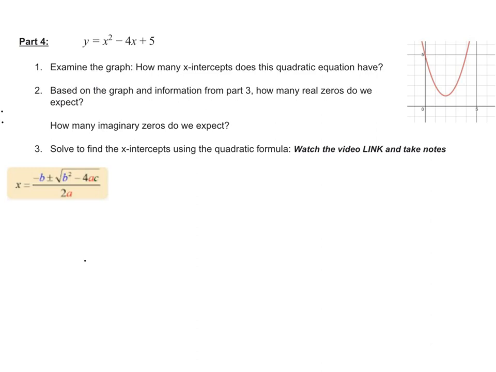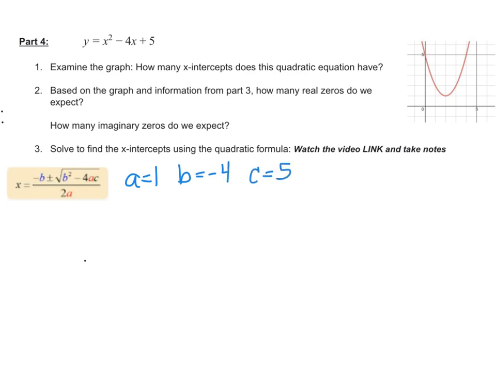So let's go ahead and do that to see what these imaginary zeros look like when we're solving using the quadratic equation. So our first step is going to be to go ahead and identify what our values of a, b, and c are. And a is the coefficient in front of our x squared. B is the coefficient in front of our x term, and c is our constant that doesn't have any variables in it at all, which is why we call it a constant. So a is 1, b is -4, and c is +5.